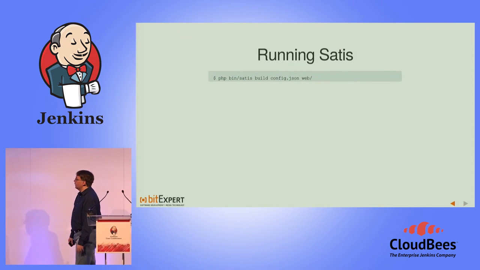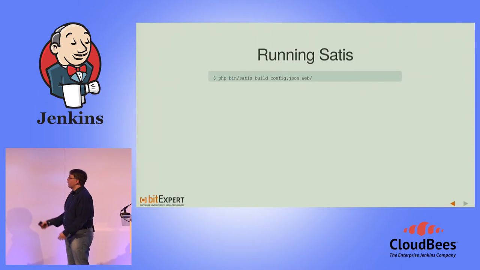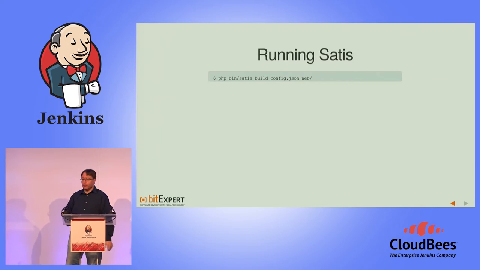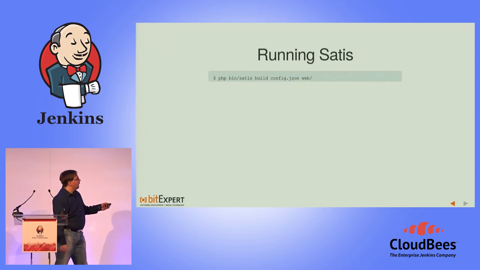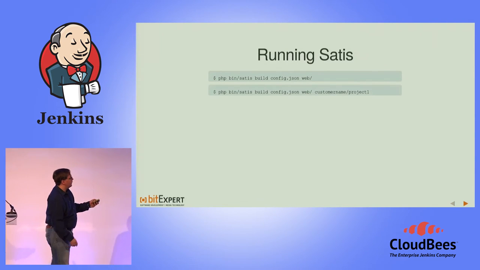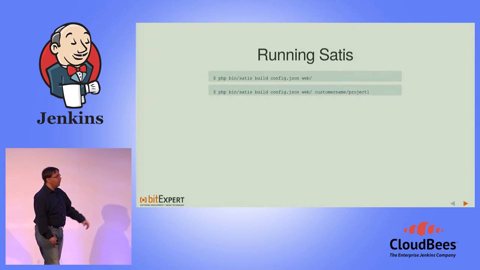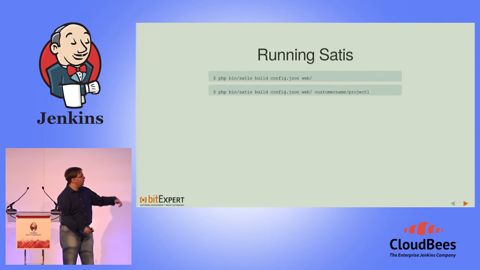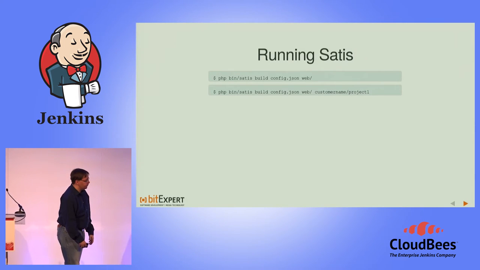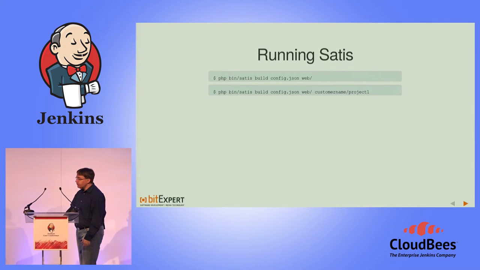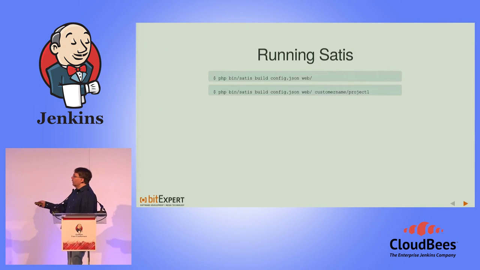And then we simply run Satis. We simply say satis build, point it to the configuration file, and point it to the folder where the files should be generated, and that's it. If you do pass a list of project names as the last parameter, only these projects or packages get re-indexed. It's not entirely true, but it's a lot faster this way if it runs locally.